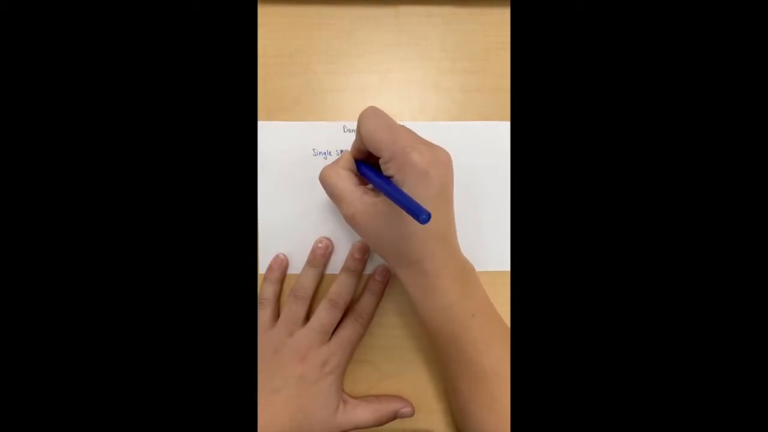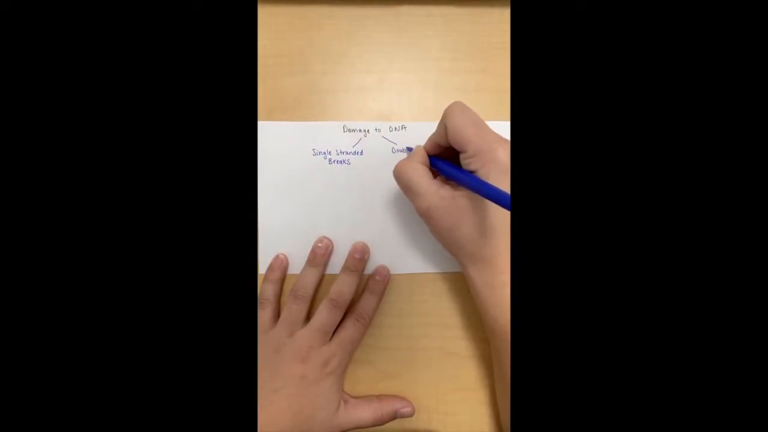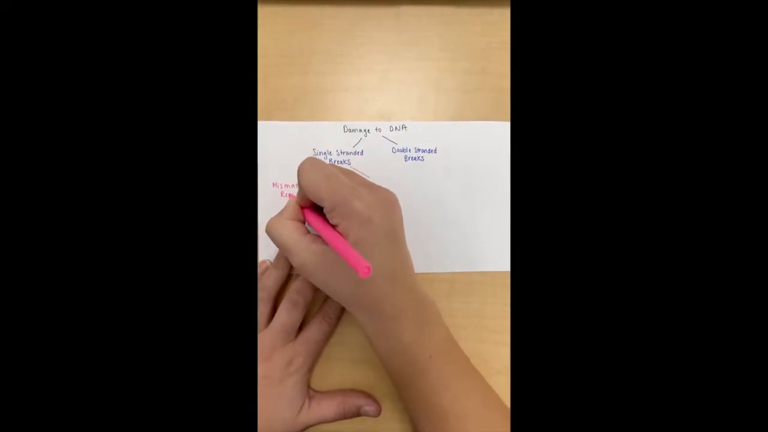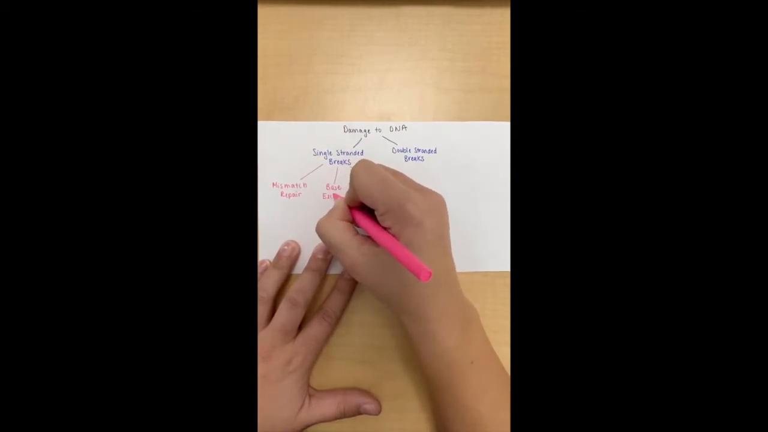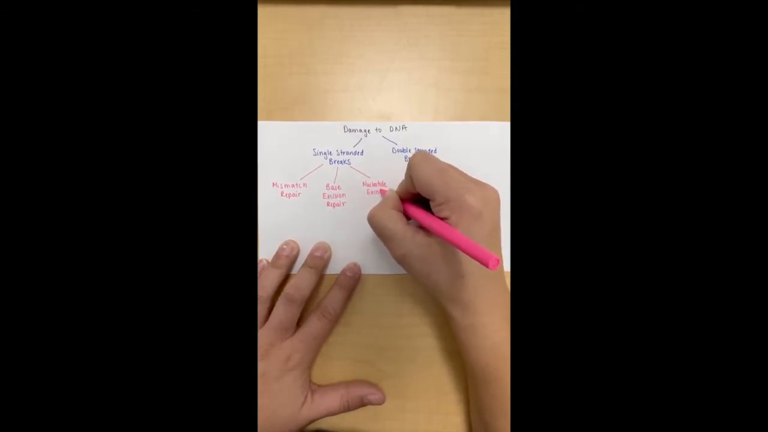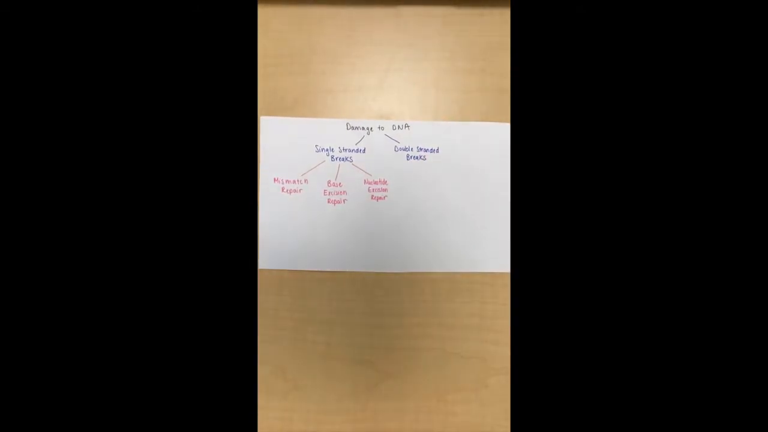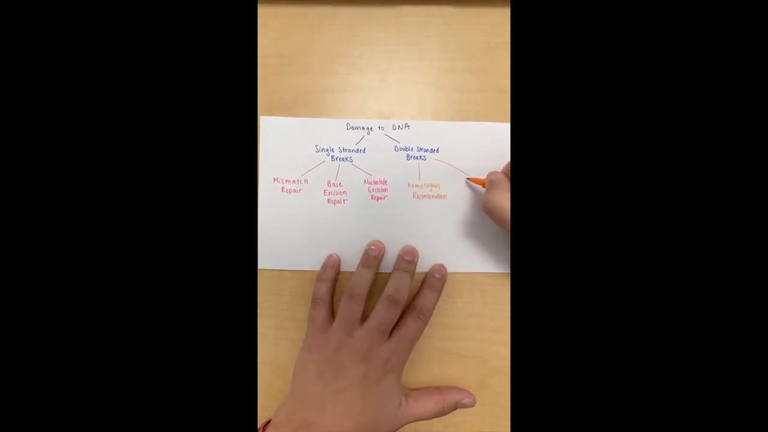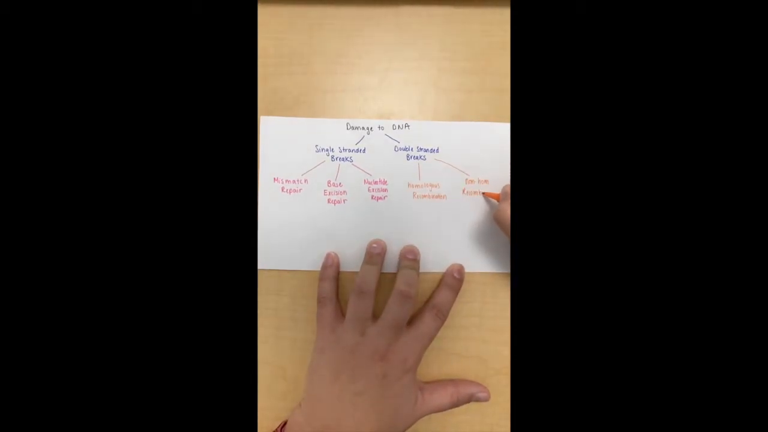Damage to DNA is randomly occurring in cells constantly, and this damage can be single-stranded or double-stranded. Single-stranded damage has three main methods depending on the type of damage. They are mismatch repair, base excision repair, and nucleotide excision repair. For double-stranded breaks, the methods are homologous recombination or non-homologous recombination.